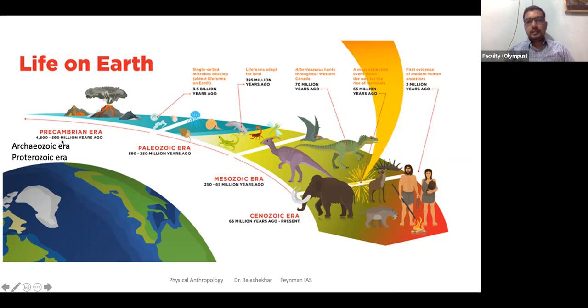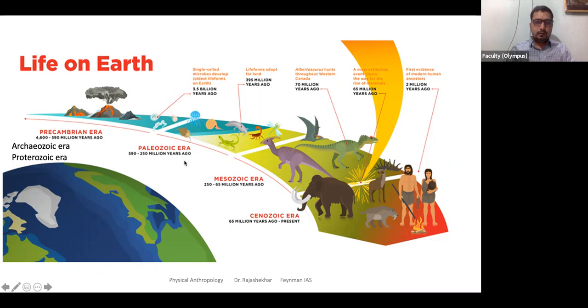So this happened at the end of the Precambrian era, especially in the Proterozoic era, where you probably have seen small, early forms of life. Later came the Paleozoic era. The Paleozoic era falls between 590 million years and 250 million years ago. As I was telling you, we go backward here: 590 to 250 million years.